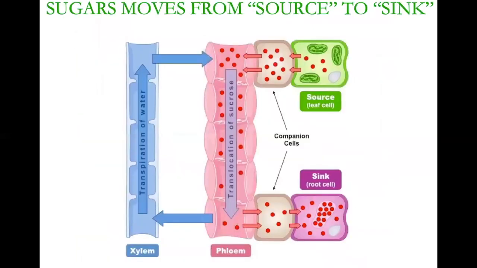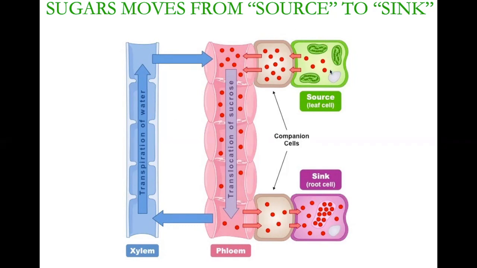Let us see how the food prepared by the leaves moves in the phloem. There are three processes involved over here, and these are what we have to remember. One is active transport, for which energy is required. The second process is called diffusion. Diffusion means movement from a higher concentration to a lower concentration. And third is osmosis. Osmosis means water moving from a region of higher concentration to lower concentration.